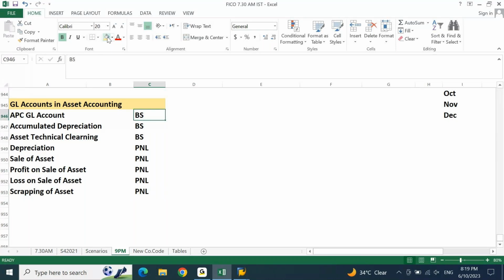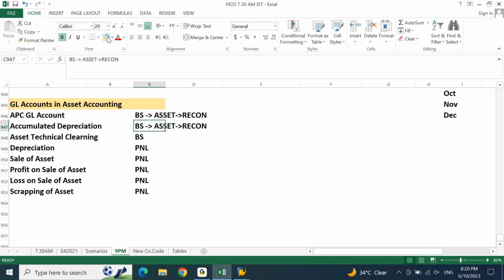A balance sheet contains two things: asset and liability. In the balance sheet, is this asset or liability? Asset. In asset, is this a normal account or a reconciliation account? Reconciliation. This is a recon account. Clear? Your APC GL account is a balance sheet asset reconciliation account. Similarly, your accumulated depreciation is also a balance sheet asset reconciliation account. Correct?